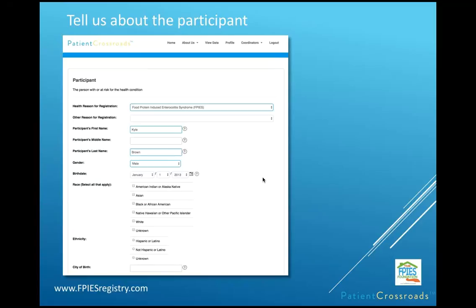The next thing you do is tell us about the actual participant. In this case, it's most likely going to be your child. Gender, birth date, race, ethnicity. This is all important information to try to understand trends within a given community.